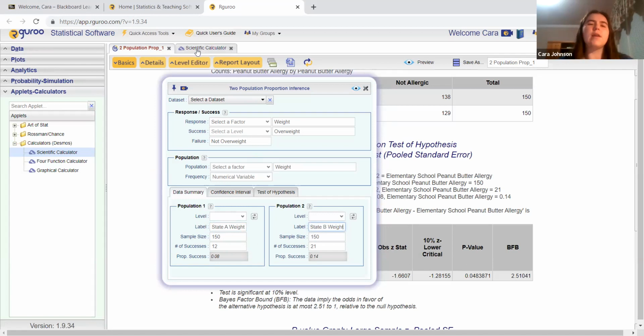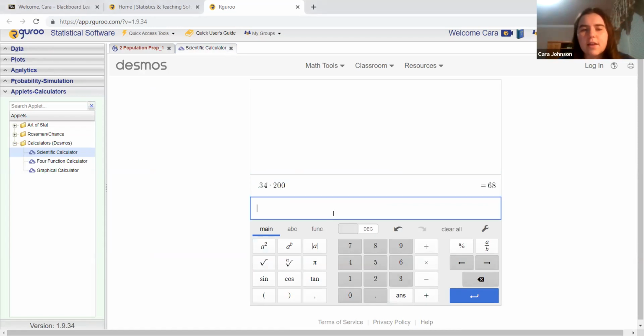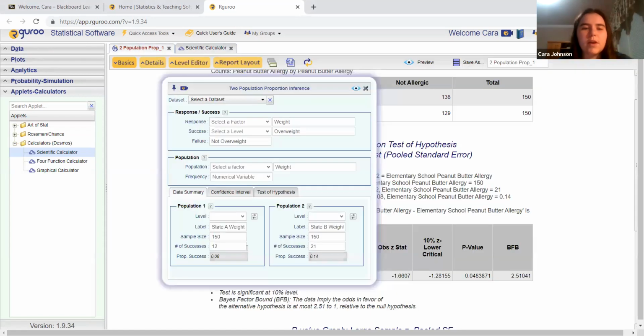All right, now we need to do our math here. So we had, for the state A, we had 34% of 200. That gets me 68. And then for state B, we had 32% of 225. That gets me 72. So I'm going to have 68 and then 225 and 72.